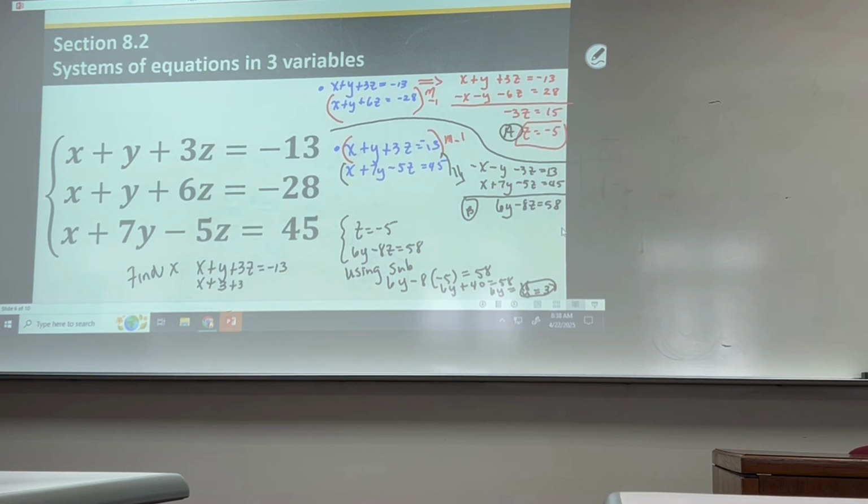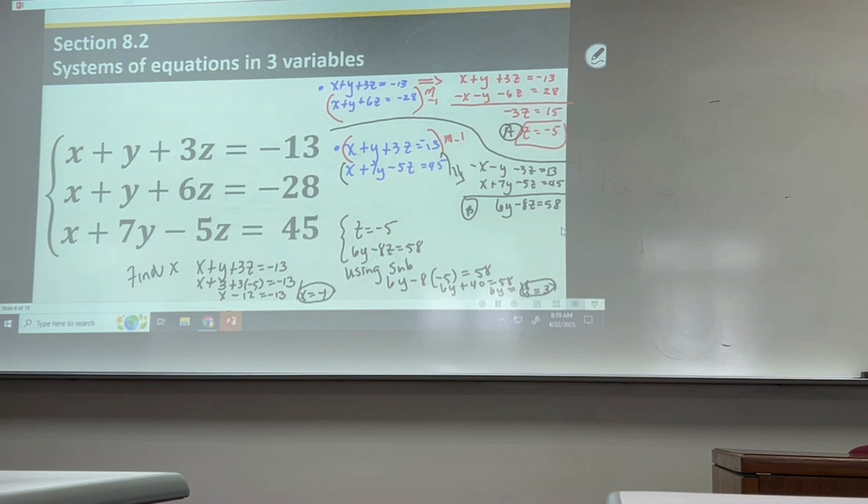So it was 3 times negative 5 equals negative 13. 3 times negative 5 is negative 15, right? What is 3 minus 15? So x minus 12 equals negative 13. Add 12 to both sides. What is x going to be? Negative 13 plus 12, negative 1.